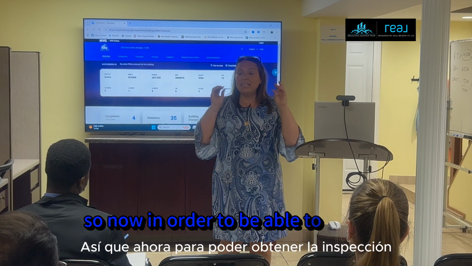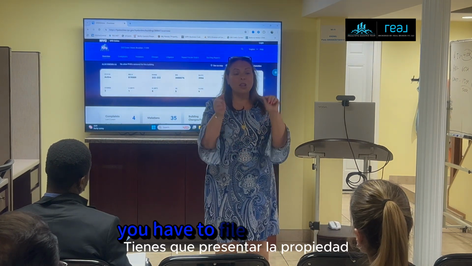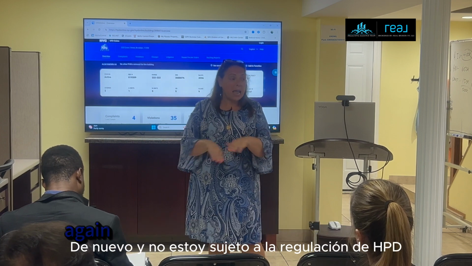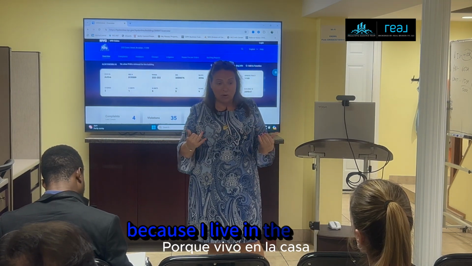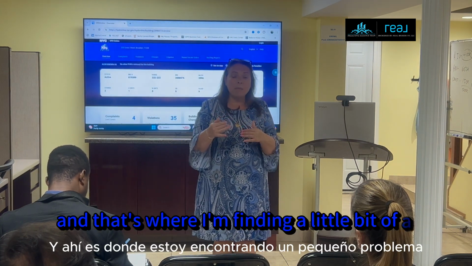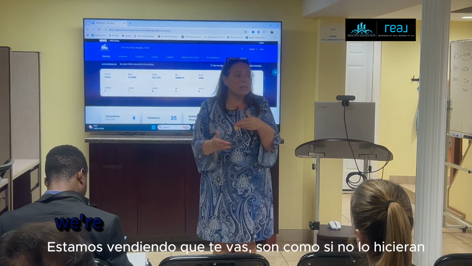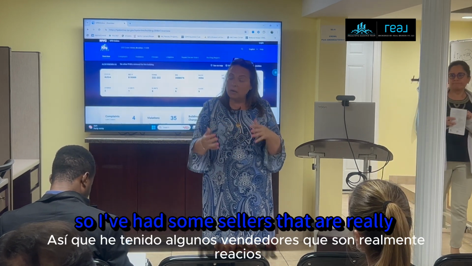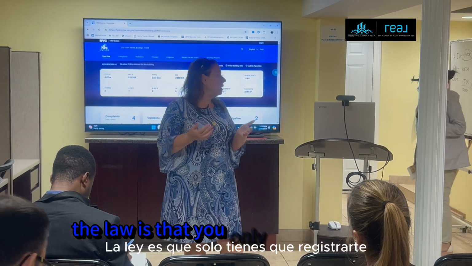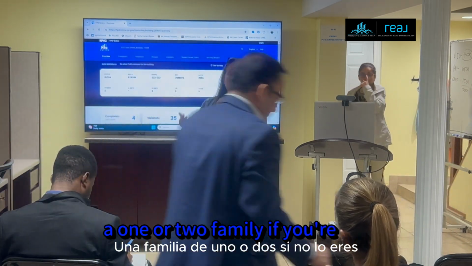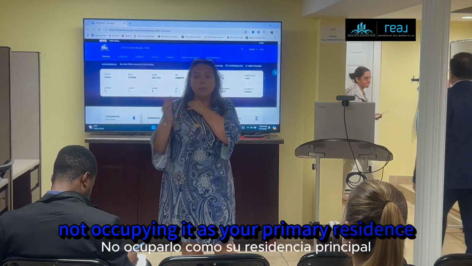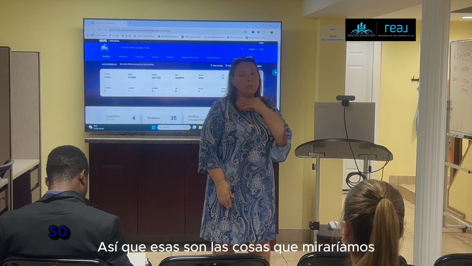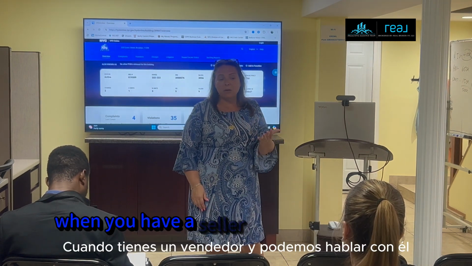So now in order to be able to get the inspection, you have to file the property. Sellers say, I don't want to file with HPD because I don't want HPD coming to my house again. And I'm not subject to HPD regulation because I live in the house. And that's where I'm finding a little bit of a problem. And I try to explain to my client, who cares? We're selling, you're leaving. They're like, not doing it. And so I've had some sellers that are really reluctant because the truth is that the law is that you only have to register a 1 or 2 family if you're not occupying it as your primary residence. But the only way to get an inspection scheduled is if you're registered. So those are the things that we would look at, when you have a seller, and we could speak to them.